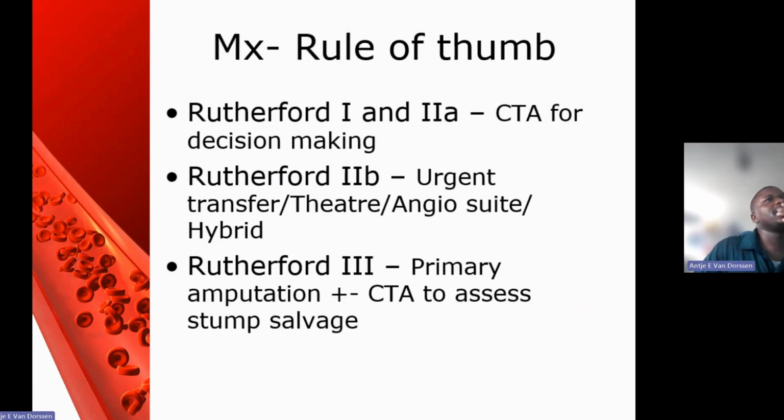So as a rule of thumb, the Rutherford 1 and 2A patients can get a CTA for decision making, whereas a Rutherford 2B needs an urgent transfer to Groote Schuur, or if we know that we can do an embolectomy, then we need to try and sort that out as soon as possible, because this is time sensitive, and usually they say less than 6 hours you need to have definitive management for this patient. And Rutherford 3 usually will get a primary amputation because the limb is non-salvageable.